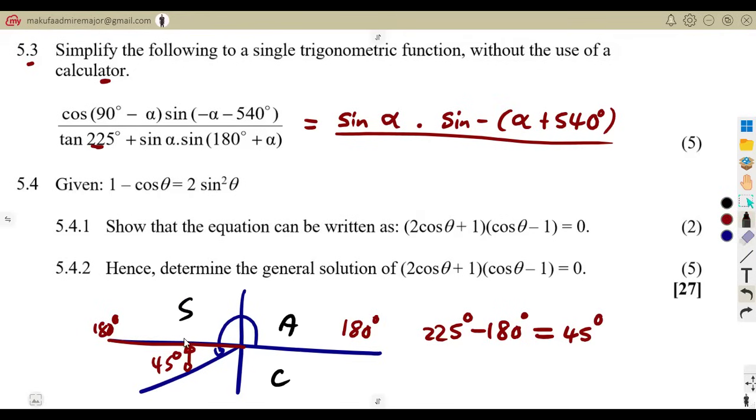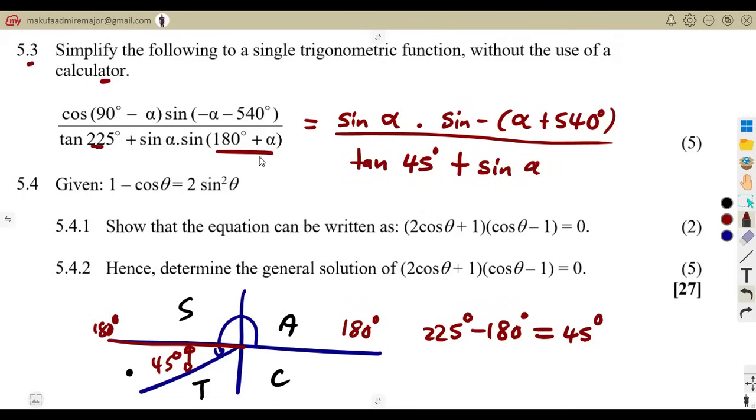Remember your CAST concept, tan is positive. So writing it as tan of an acute angle, it is going to be written as tan 45 degrees as a positive. All right, plus sine alpha. There's nothing that you can do there. Just write it as it is, sine alpha.